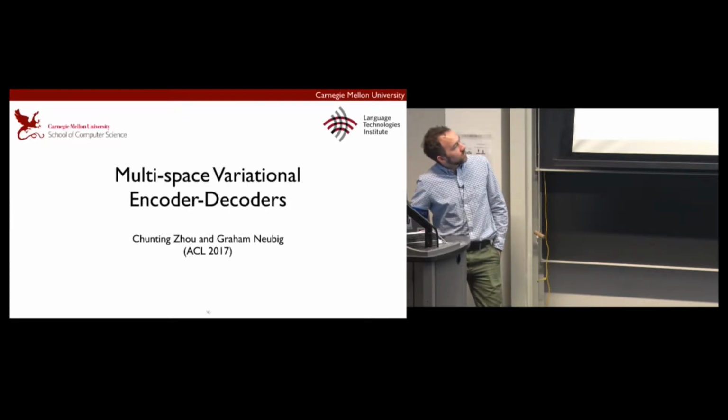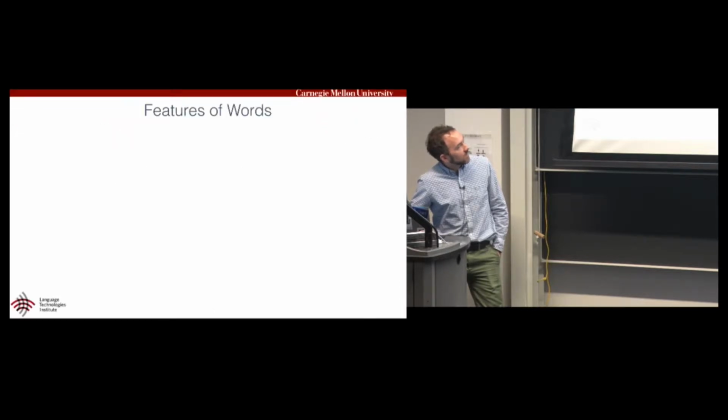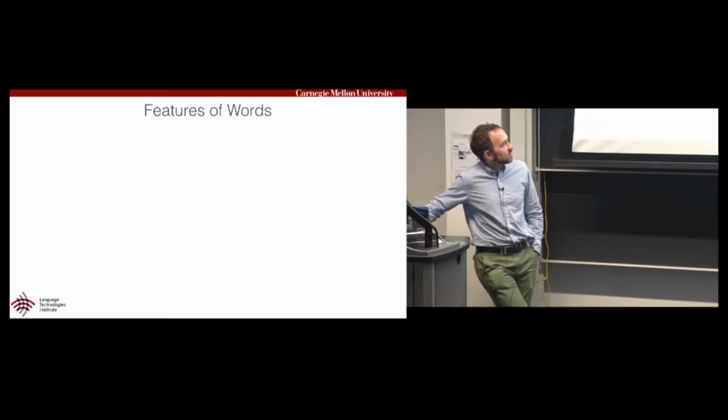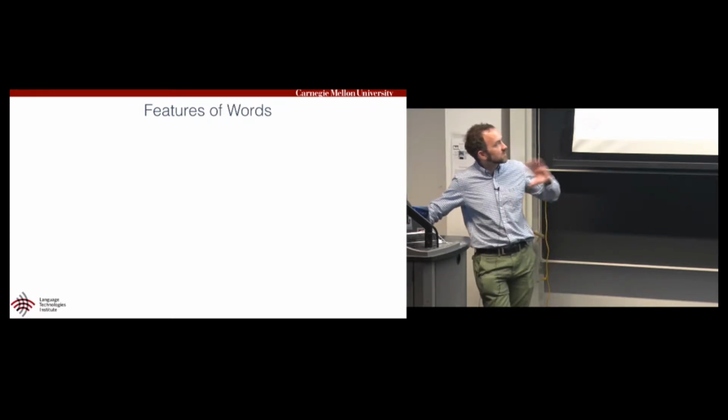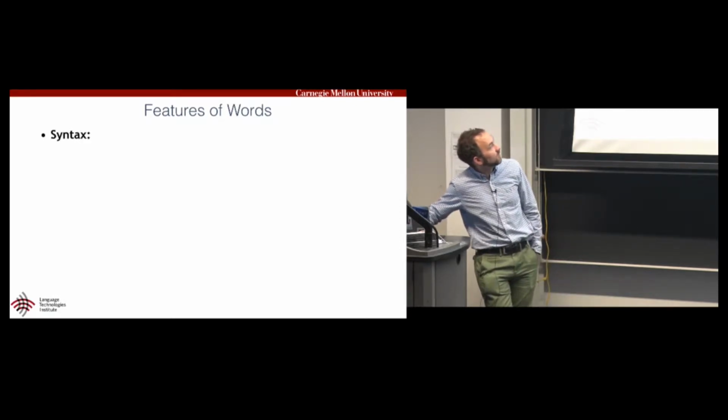This is called multi-space variational encoder decoders. I'm going to specifically be talking about models of words in this particular case, but if you substitute models of images, you could similarly apply it in that direction as well.